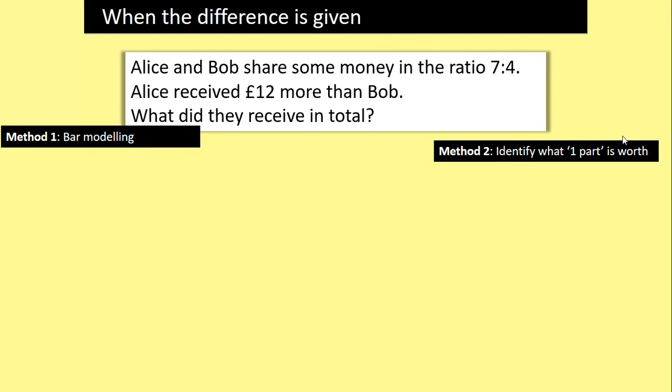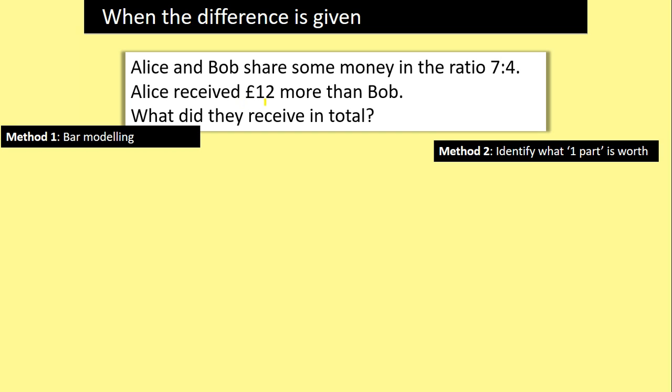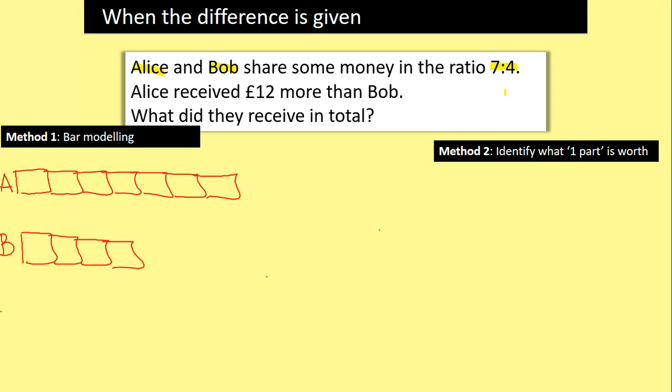Bar modeling. Okay, so the question says Alice and Bob share some money in a ratio of 7 to 4, and Alice received £12 more than Bob. So we have Alice, we have Bob, and the ratio is 7 to 4. The first thing to do is draw boxes, isn't it? Alice has 7 parts, so I draw 7 boxes. Meanwhile, Bob has 4 parts, so I draw 4 boxes.